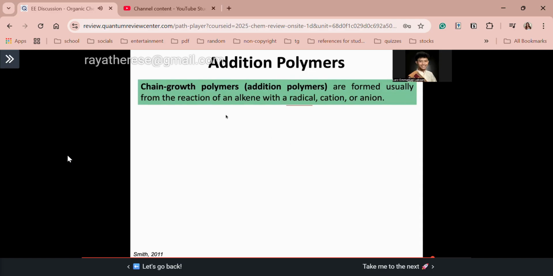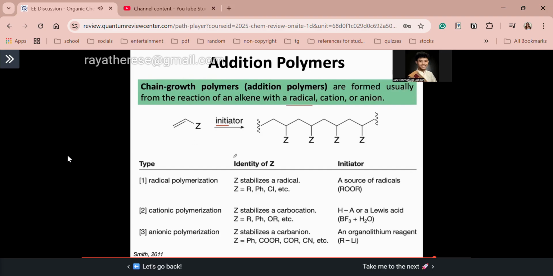Similarly, with these three different intermediates, we have an initiator. Always, even though you use different types of intermediate, you need an initiator. Remember, we use peroxides. So here, for radical, we have peroxides, and for cationic, a Lewis acid is necessary.